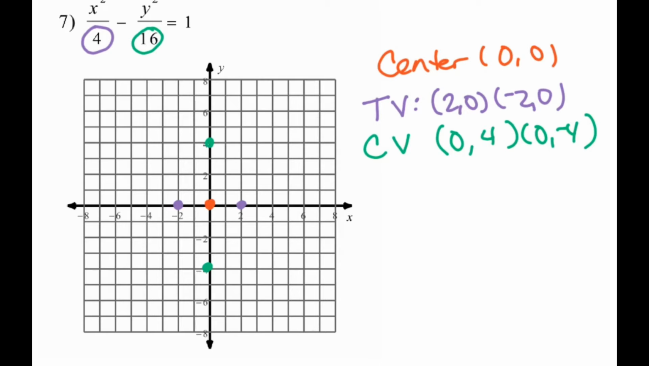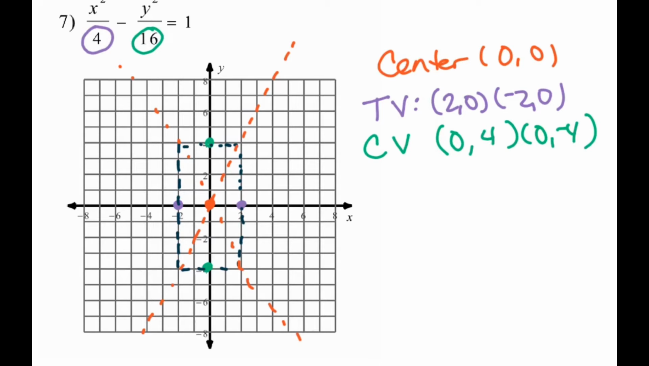Now the next thing I'm going to do is make my rectangle. This rectangle is going to outline where my asymptotes are going to go and how the hyperbola is going to form. I'm just going to do that with dashed lines, and then get a straight edge. I can't have a straight edge on here, so I'll have to do the best I can. But you're going to get a straight edge and draw the diagonals and extend them. It's going to be a diagonal through the center and through the corners of your rectangle. If you get a straight edge, it makes it a lot easier to do.